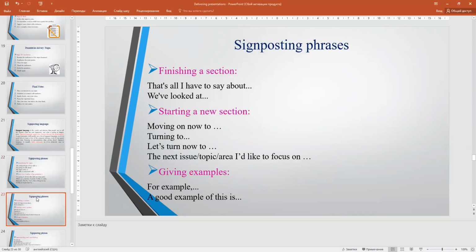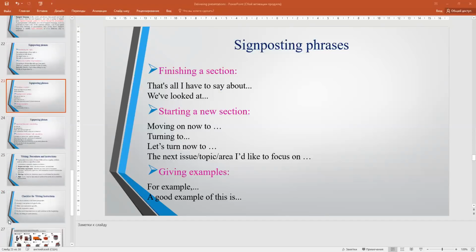And also you can see finishing a section: that is all I have to say about. We looked at starting a section and giving examples also, the most common signposting phrases you can use.